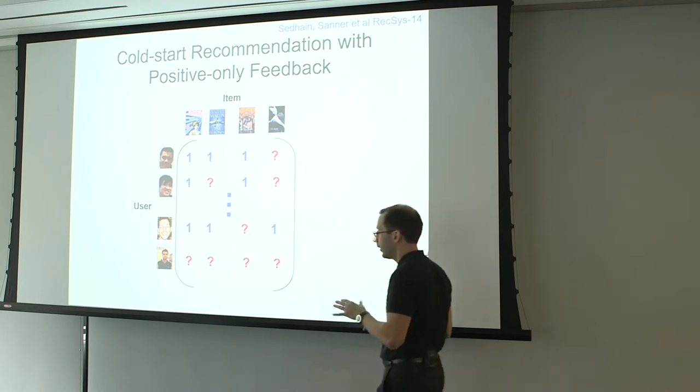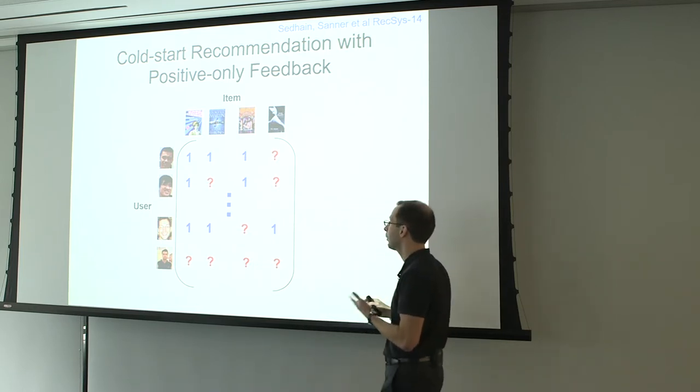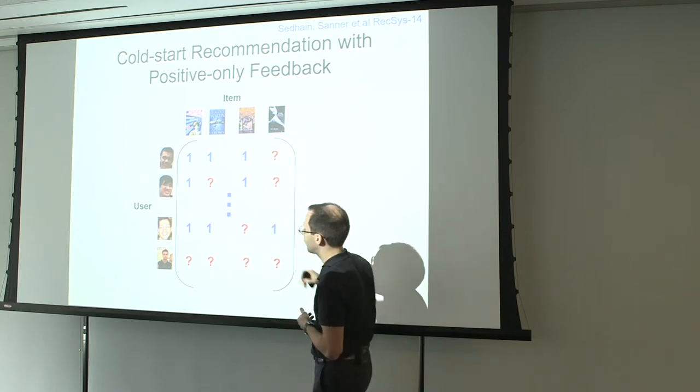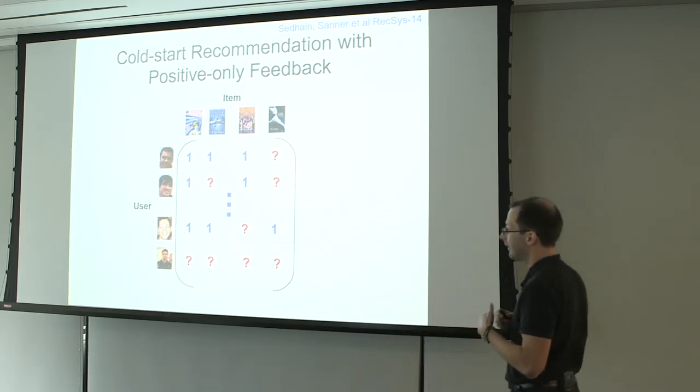So off this very weak signal, you might be more likely to recommend 50 Shades of Grey to Joseph, because he looks a little bit more similar to me. And that's the idea of collaborative filtering.